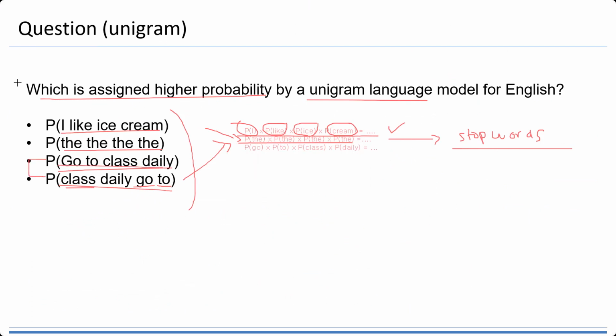However, if we look at go to class daily, there are many sentences in English that start with I. The words starting with I will be more frequent than go to class daily. The words ice cream will be more frequent than go to class daily. So according to this probability, it seems that the first sentence has the highest probability among these four. And if we have the higher probability, we will select it: this sentence will be the prediction.